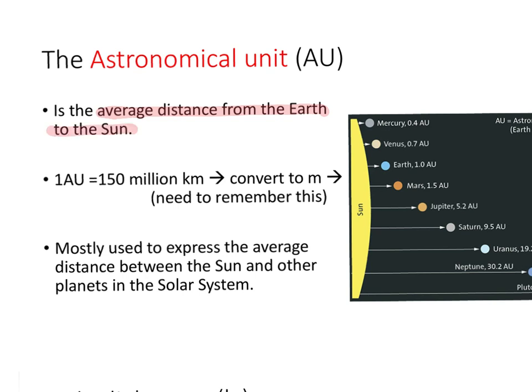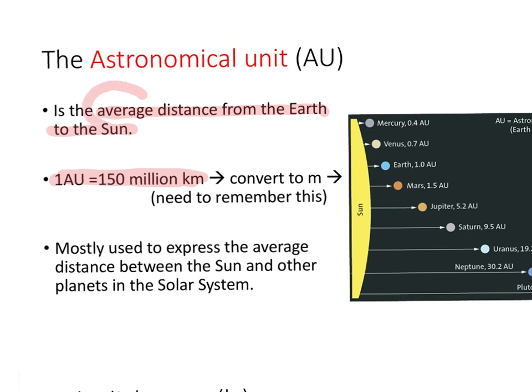And why do we even use different units for big distances? The reason is that the distances are too big and therefore they don't really look good in meters. So we tend to use different units for really long distances that involve space. One astronomical unit is actually equal to 150 million kilometers. You can convert that to meters and you need to remember this.